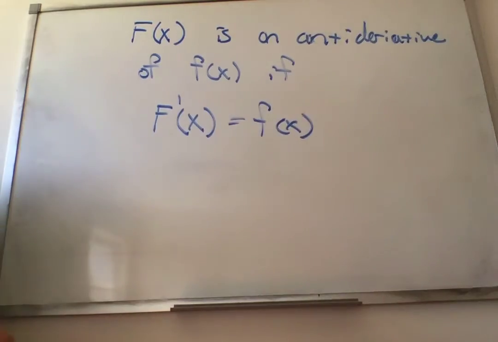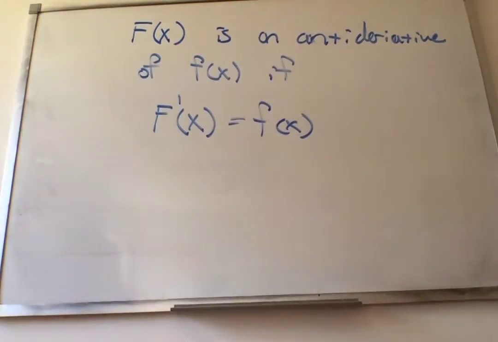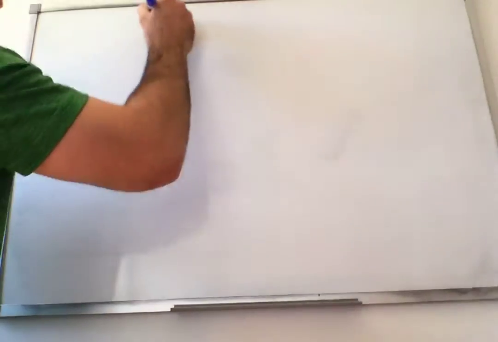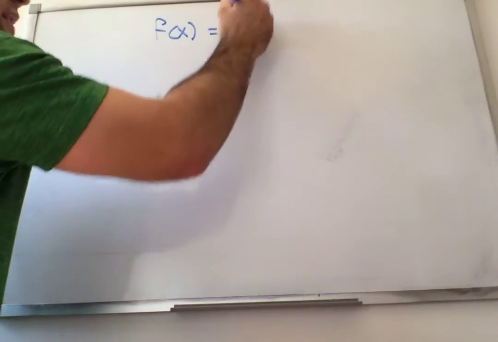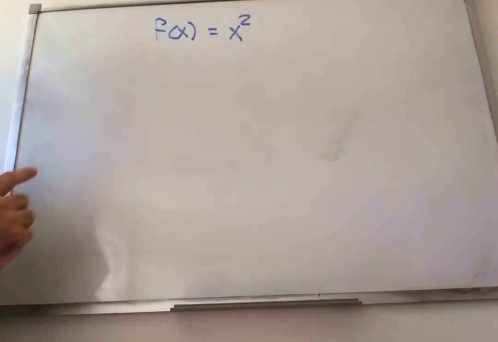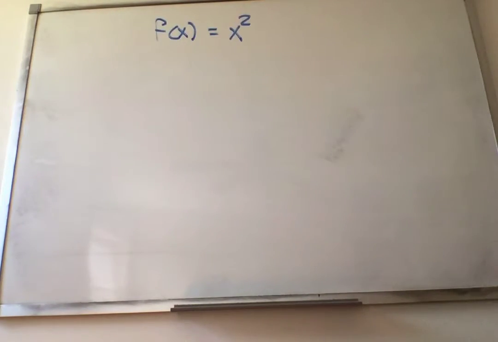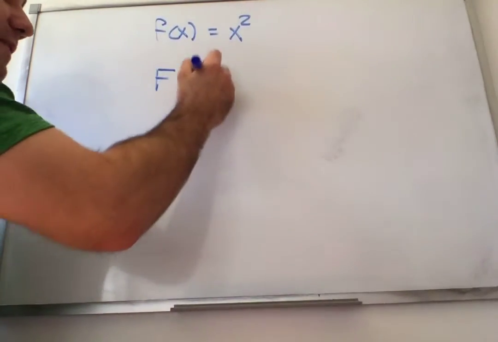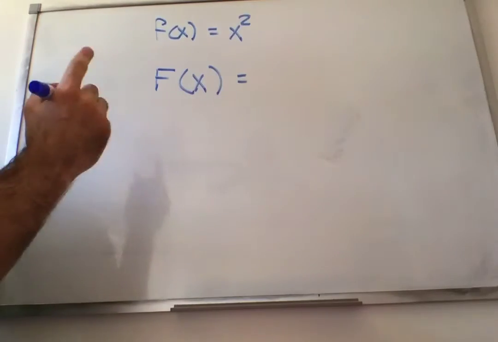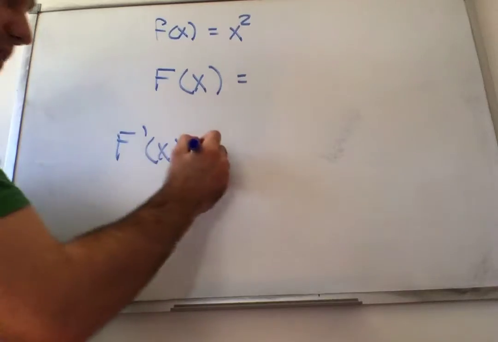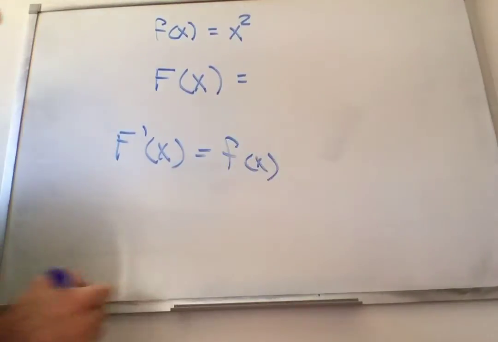Alright, so let's look at an example. The first example I have is x squared. So we have little f of x equaling x squared. What we want to do is find the antiderivative of little f of x. We want to find big F of x such that the derivative of big F of x is equal to little f of x. Okay, that's what we want to do.